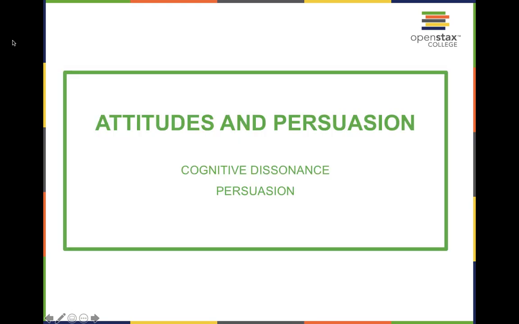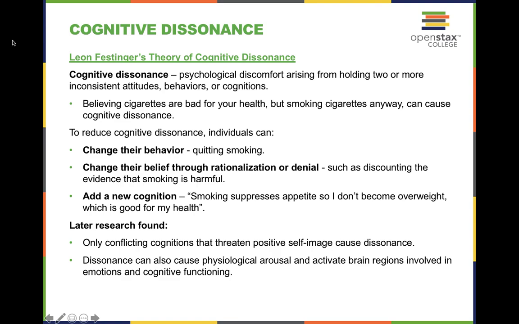Okay, moving forward to attitudes and persuasion. Let's talk about cognitive dissonance and persuasion. These are two very, very important topics. So when it comes to cognitive dissonance, this is whenever you have psychological discomfort as a result of two or more incongruent or inconsistent beliefs, attitudes, or behaviors. Okay? Now, usually what I'll see for people who experience cognitive dissonance is that there's an incongruence between a belief that they have as well as a behavior.